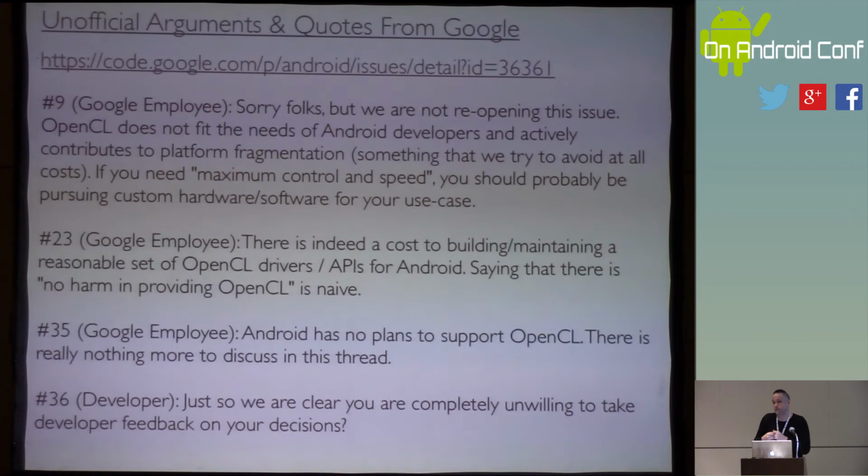One of the complaints you can see down here, the second one, is that there is indeed a cost to building and maintaining a reasonable set of OpenCL drivers and APIs for Android. Google doesn't create the drivers, the GPU manufacturers do. They all want to use OpenCL. They don't really care about Renderscript, but because Google has an 80% market share, they're not saying no yet. If there were five different mobile OSs each with 20% market share, the GPU vendors would just be laughing at Google, but unfortunately Google has some clout. Right now, all the implementations of Renderscript have been on top of OpenCL, so I don't think that's going to change.